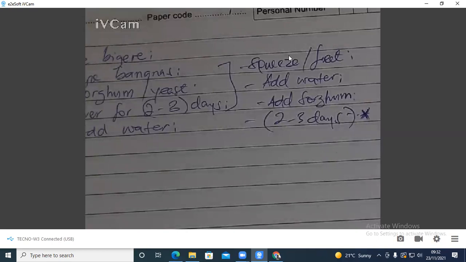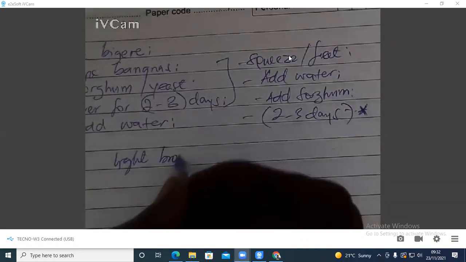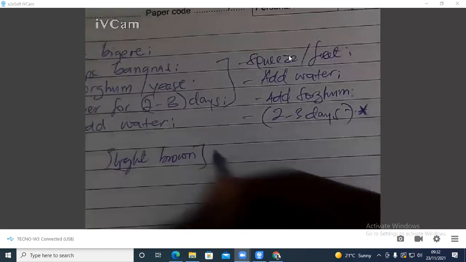Teacher, how does mwenge bigere look? Somebody answer. Is it yellow? Light brown. So who knows the color called light brown?